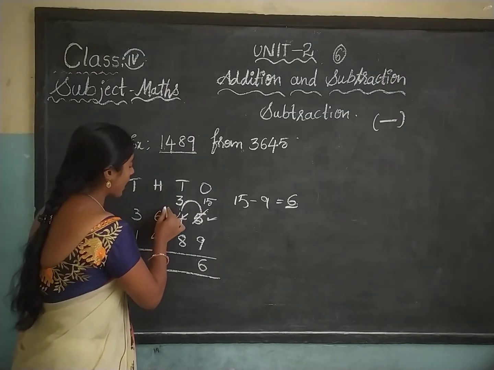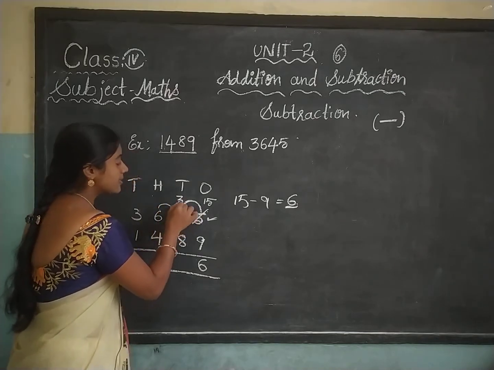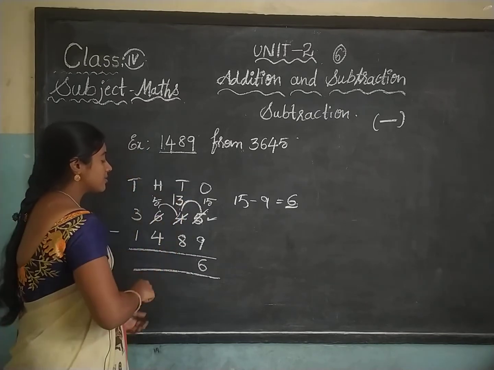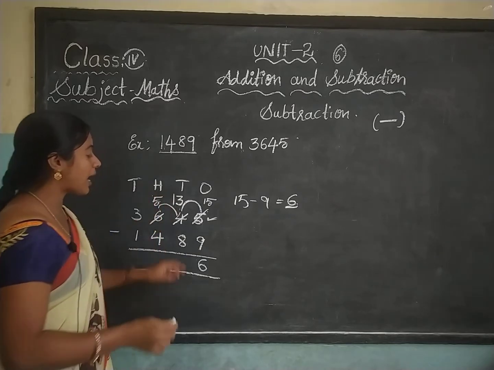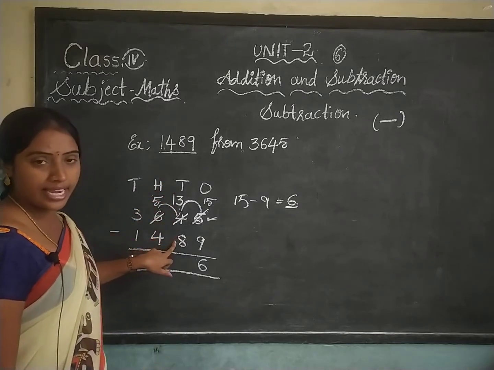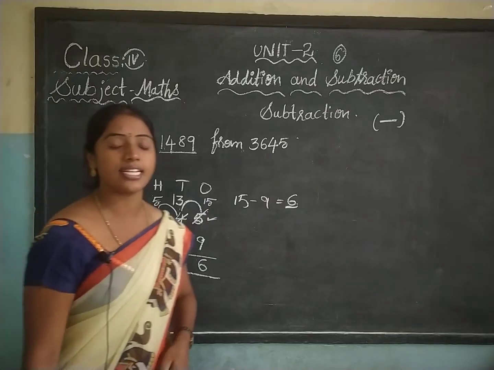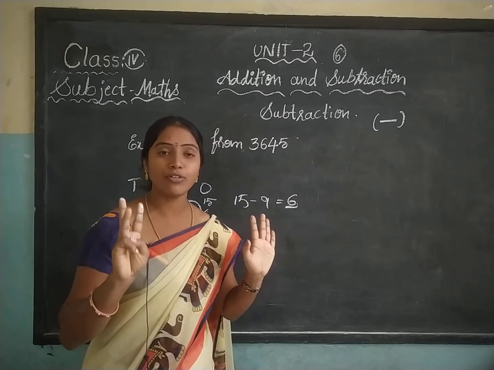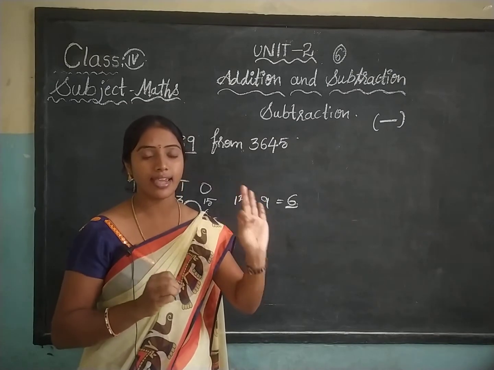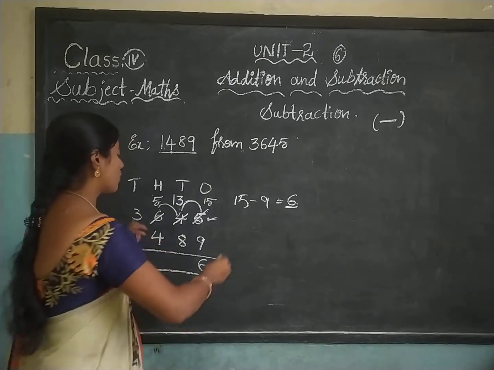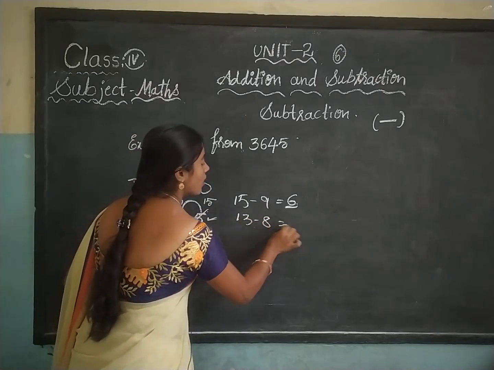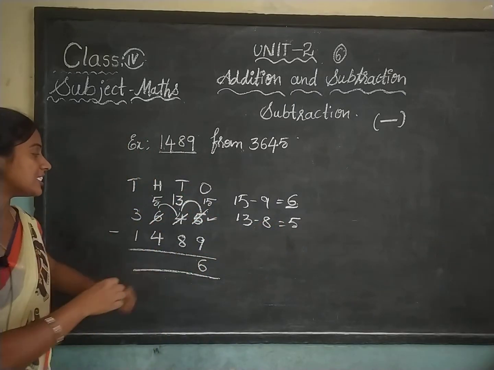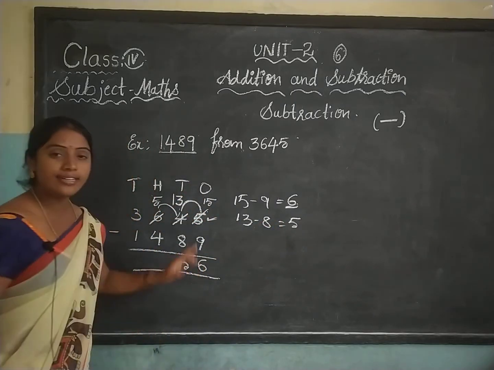So you take a borrow from the hundreds place, which means 3 becomes 13, and 6 becomes 5. Now you have to subtract 13 minus 8. How much is 13 minus 8? From 13, count 8 numbers before: 12, 11, 10, 9, 8, 7, 6, 5. So 13 minus 8 is equal to 5. Understood children? This 5 you should write down in the tens place.